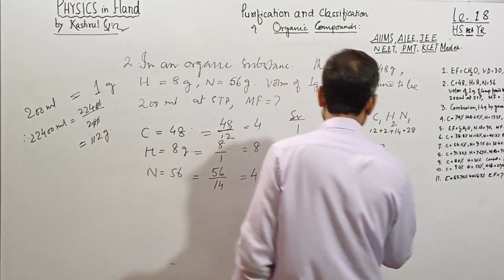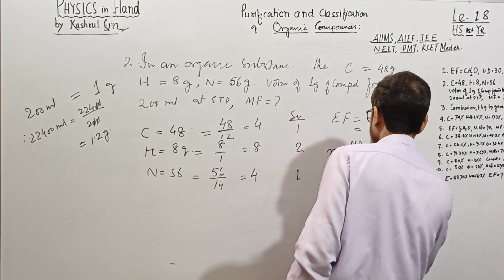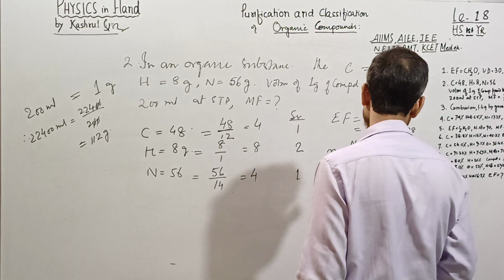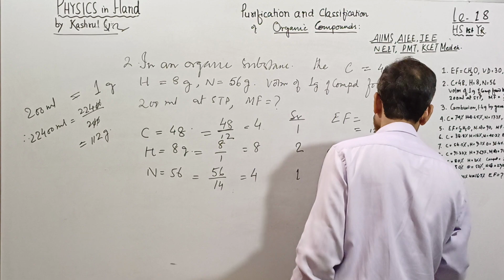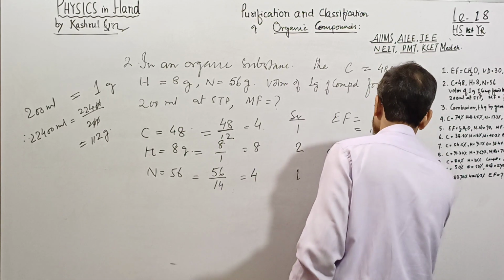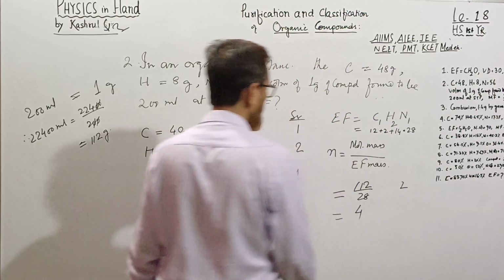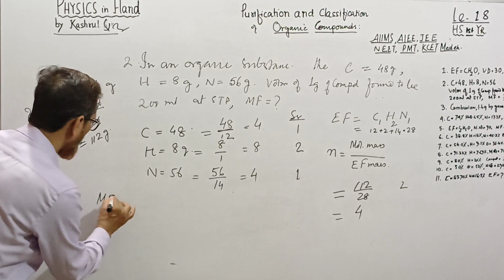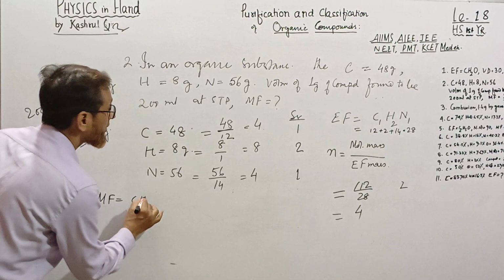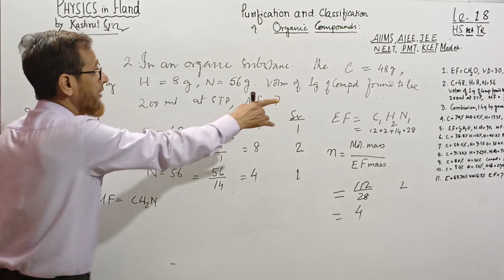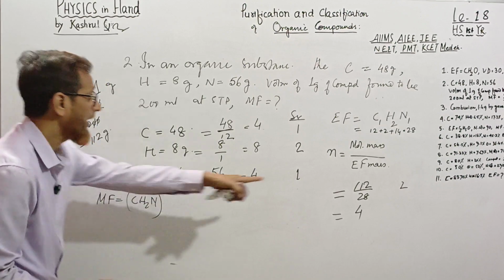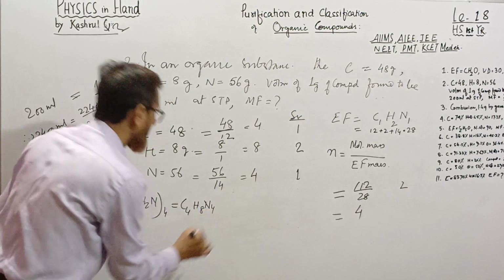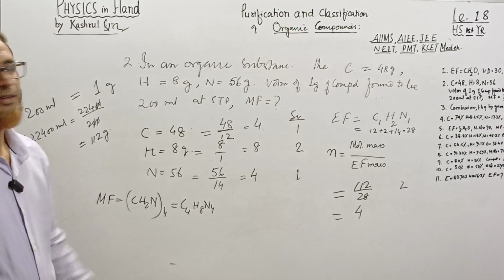So that amount, now n is equal to 112 divided by 28, and this is equal to 4. Now, what is the molecular formula? Very simple. Molecular formula is equal to empirical formula CH2N, which we have already calculated, times n, which is 4 times, so C4H8N4. Very simple calculation. Nothing to explain again.